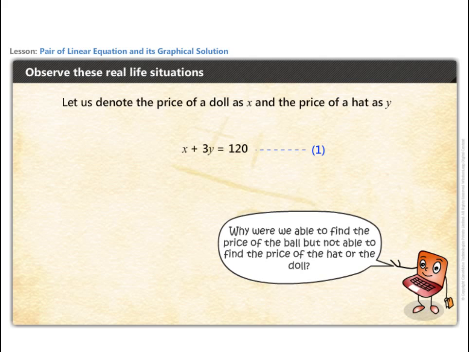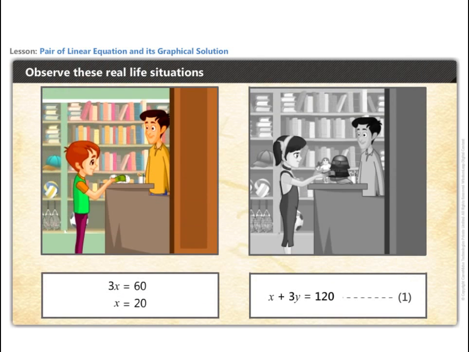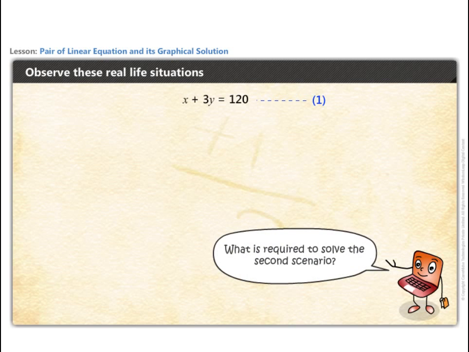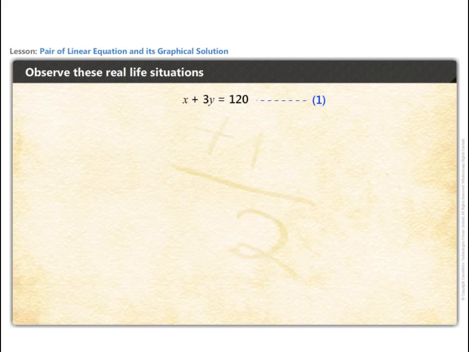Why were we able to find the price of the ball but not able to find the price of the hat or the doll? In the first case, we had one unknown represented by one equation, so we could find the value. But in the second situation, we have two unknowns and one relation between them, given by the equation x plus 3y is equal to 120. So, we were not able to find the value. What is required to solve the second scenario? We need another relationship between the two variables x and y.